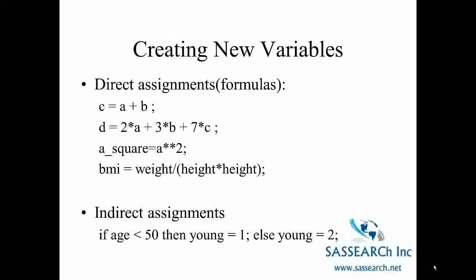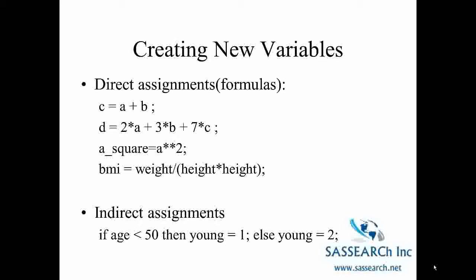So here we're creating a variable C, which is equal to A plus B. Then notice we are creating the variable D, which is equal to 2 times A plus 3 times B plus 7 times C. So if you have a data set with variables A, B, and C in the data set, the formula creates the new variable D.